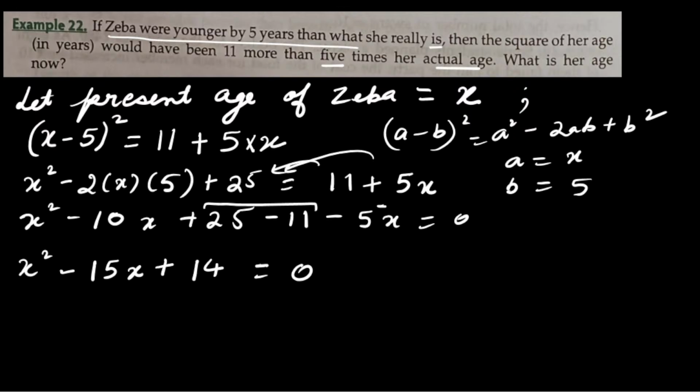Yes, Jayashree, I have corrected it. By mistake, I just wrote there 11. So x square minus 15x plus 14 is the required equation. Now we can simplify and evaluate either by using the quadratic formula or by splitting the middle term. So is there anyone who has simplified the value?